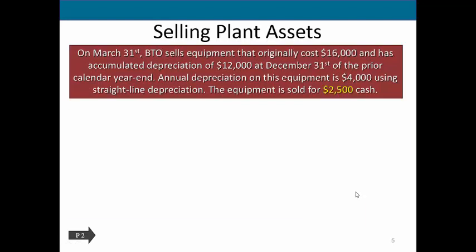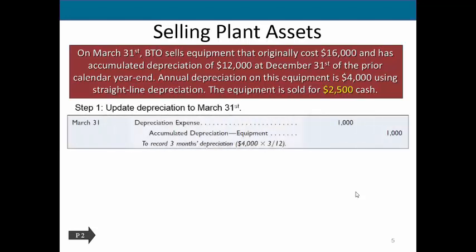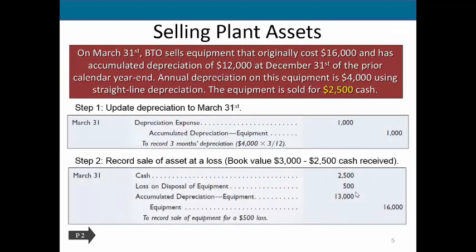So what happens now, same scenario, but now instead of getting $3,000, what happens if we only get $2,500? First, we update that depreciation, and nothing has changed here, so we'll leave that the same. And let's go ahead and write down what we have. We take the accumulated depreciation and the equipment off of our books for those same values, and then we recognize our cash of $2,500. But $2,500 plus $13,000 equals $15,500. That does not balance with our credit over here of $16,000. So we need a debit of $500.